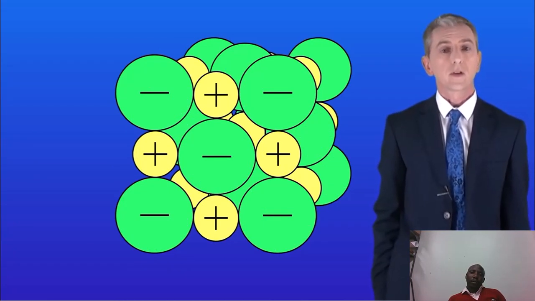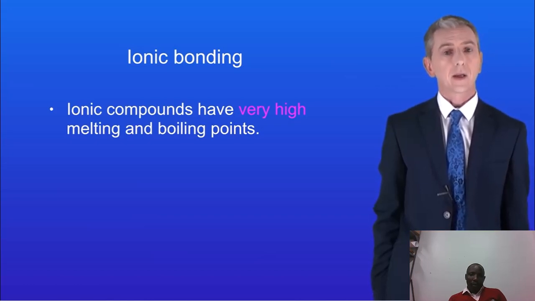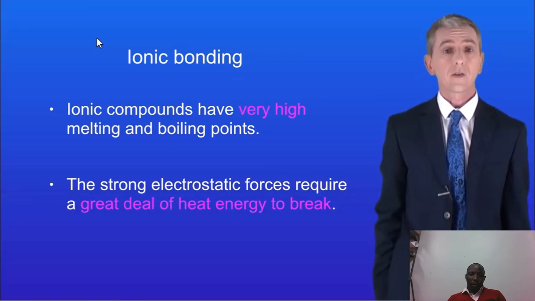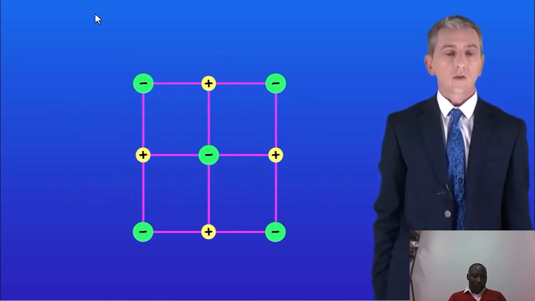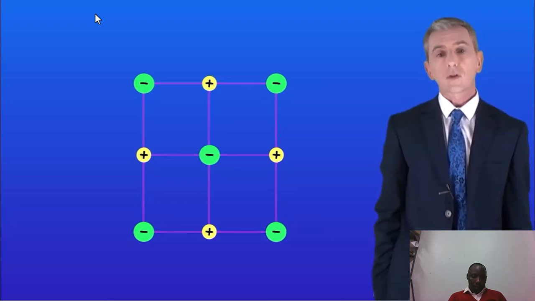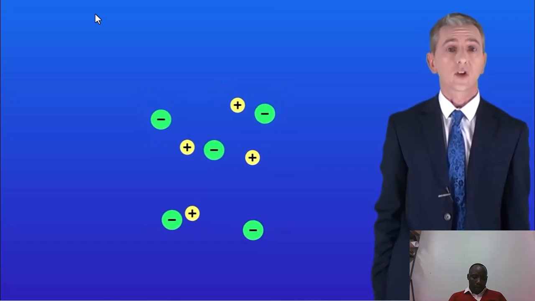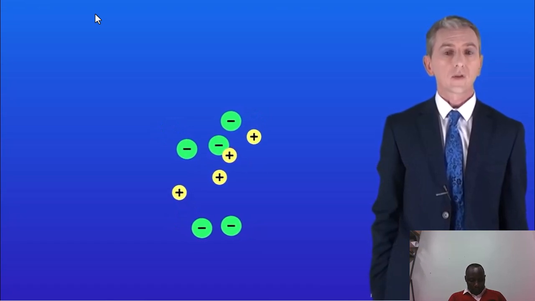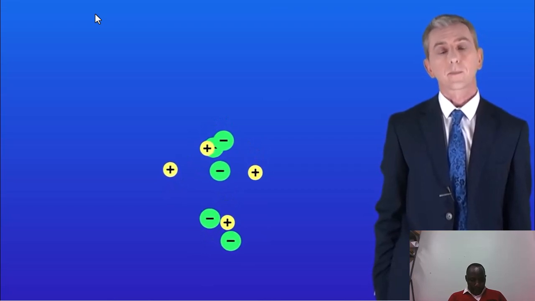Now there are two key properties of ionic compounds which we need to look at. The first is that ionic compounds have got very high melting and boiling points. That's because the strong electrostatic forces require a great deal of heat energy to break. I'm showing you that here. As we heat the ionic solid, the particles vibrate. When the particles vibrate with enough energy, the electrostatic forces break and the solid melts. However, this requires very high temperatures because the electrostatic forces between the ions are very strong. A good example is sodium chloride. The melting point of sodium chloride is around 800 degrees Celsius.